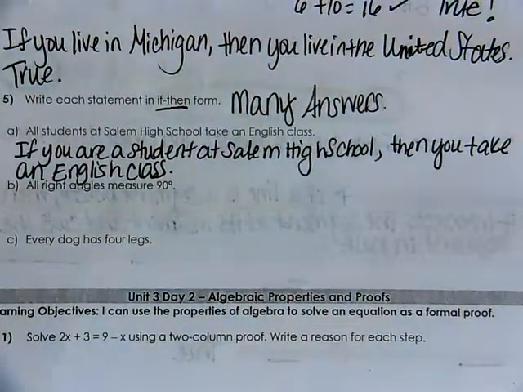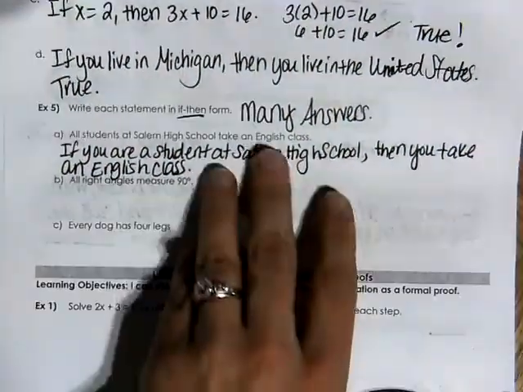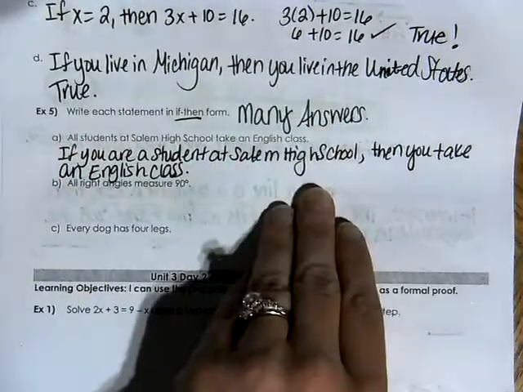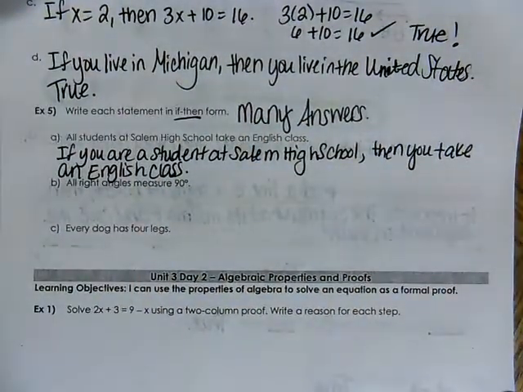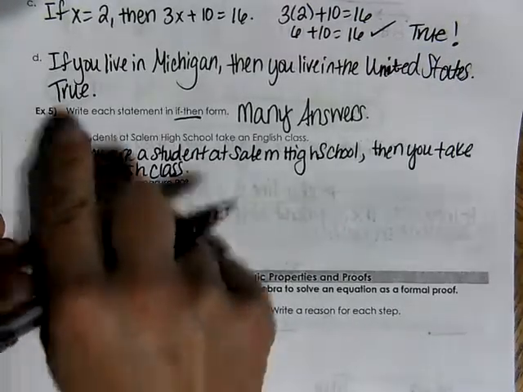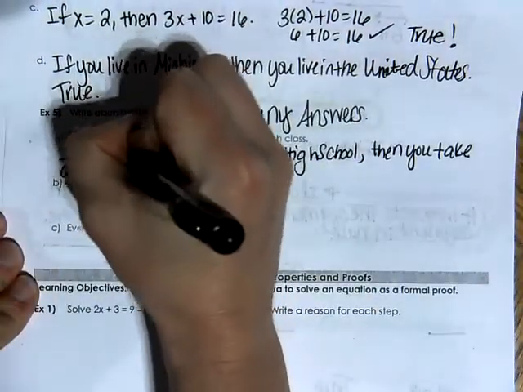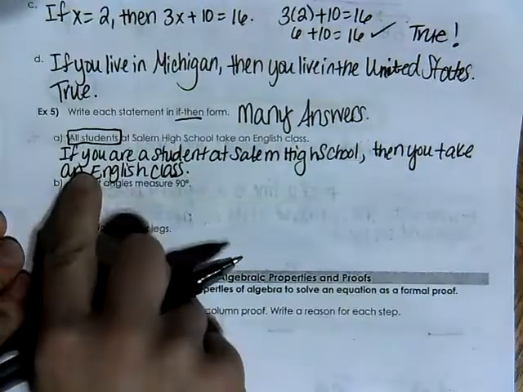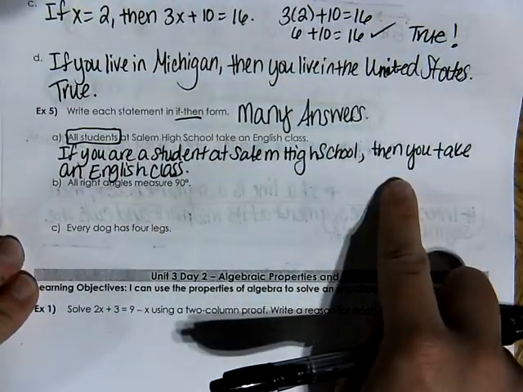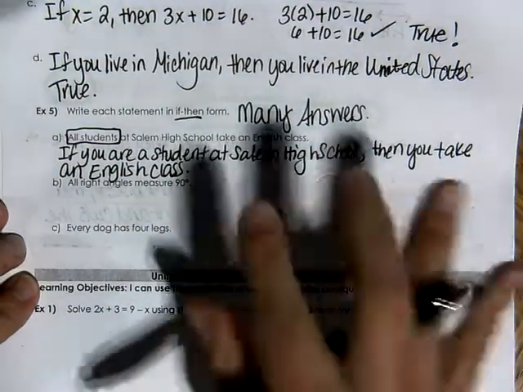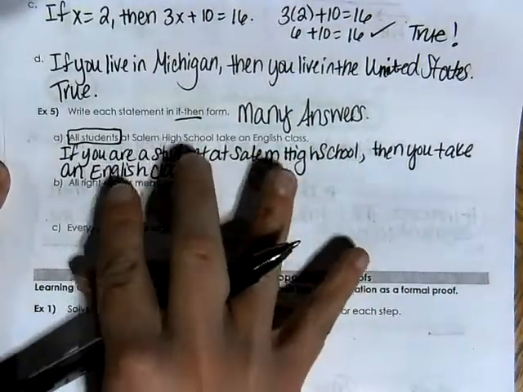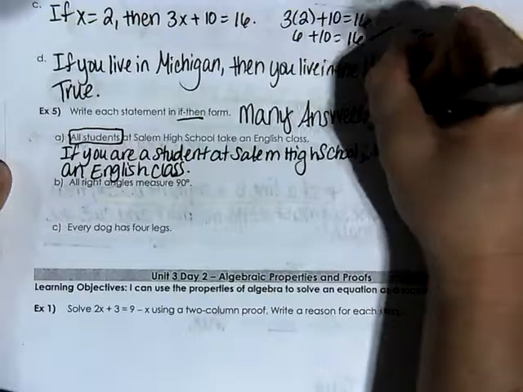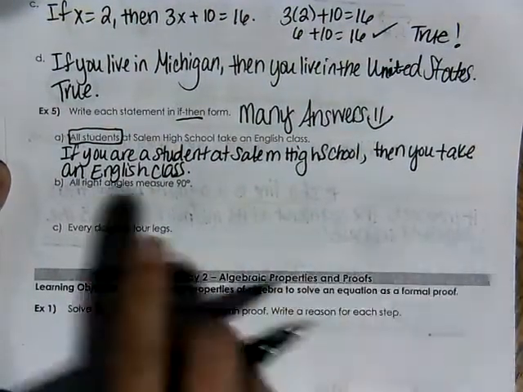If then. It just depends. You could say English first and then Salem High School. You could say Salem High School and then an English class. But the point is that you want to take this all students and separate it. If you are a student, then you do this. That's what you want to do in terms of writing your statement. This is just one answer. Many answers are possible as long as they make sense.